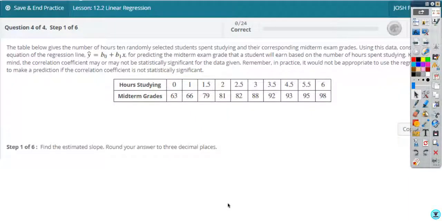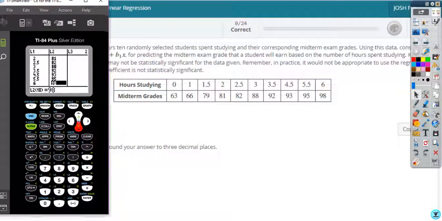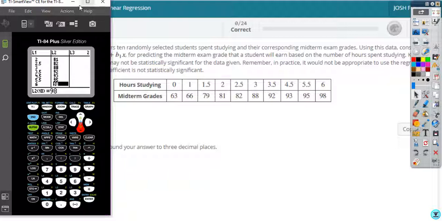So step number 1, I'm going to use the TI-84. I need to put my data into my calculator to calculate that slope. So I pull up my graphing calculator right here. My keystrokes are going to be, I'm going to hit Stat, and choose number 1, Edit. That'll take me into my list 1 and my list 2.